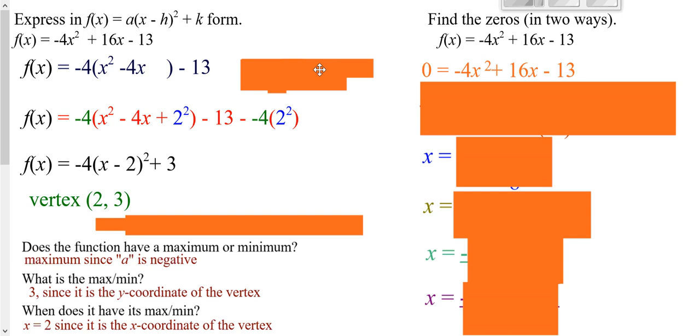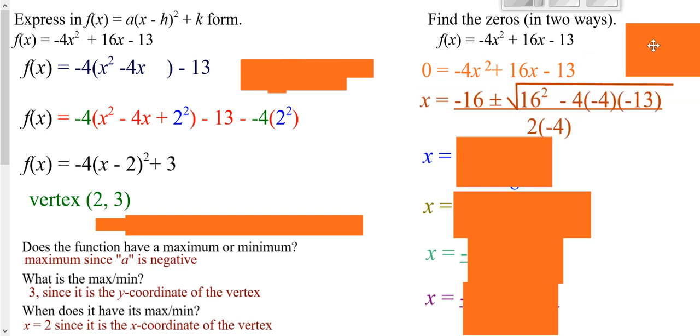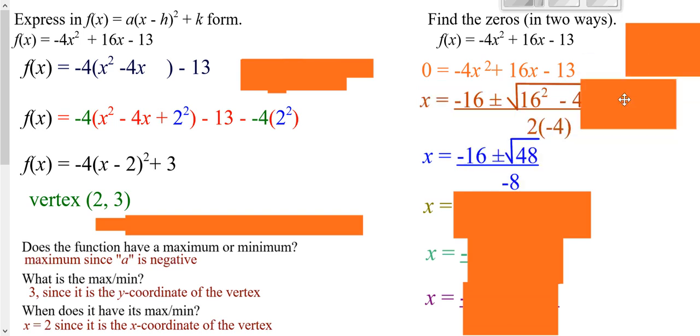Now, we want to go ahead and find our zeros. And we're going to do that in two ways. Your zeros is when you set it equal to 0. Well, I would say the easiest way to do this one is to do the quadratic formula. Your a is what's in front of your squared term, your b is what's in front of your term to the first power, and your c is the term that's all by itself. Plug it into your quadratic formula, simplify what's in your root, and you get 48.